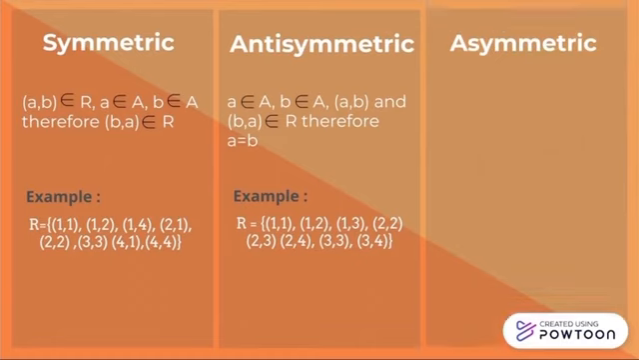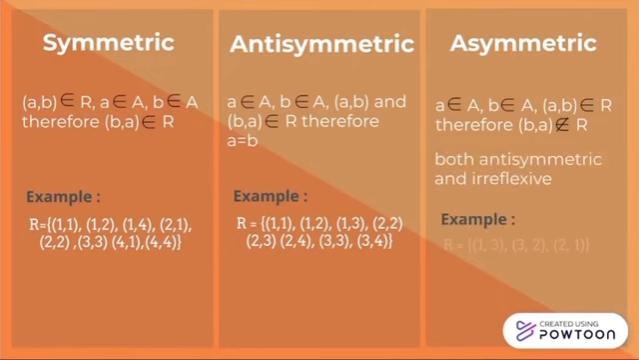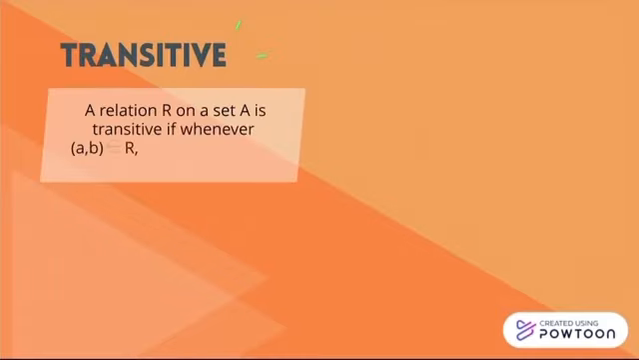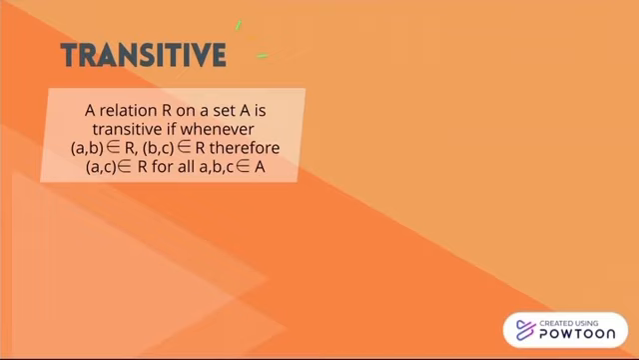A relation is asymmetric if a is an element of A and b is an element of A, whenever (a, b) is an element of R, therefore (b, a) is not an element of R, or it can be said as both antisymmetric and irreflexive. The example is below. Let's move to the last property of relations, which is transitive. A relation R on a set A is transitive if whenever (a, b) is an element of R and (b, c) is an element of R, therefore (a, c) is also an element of R for all a, b, c in A.